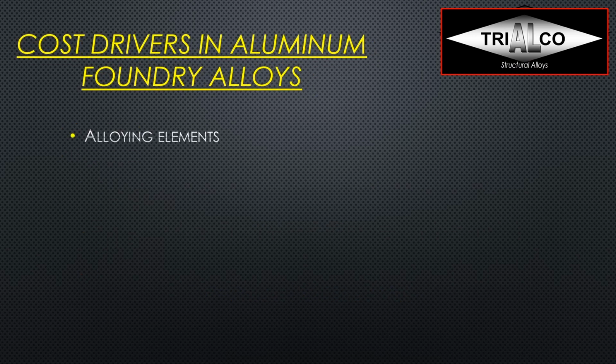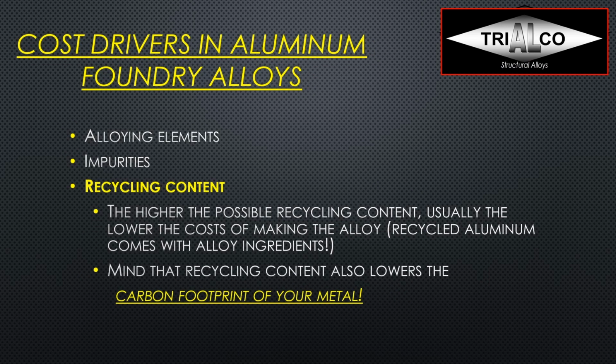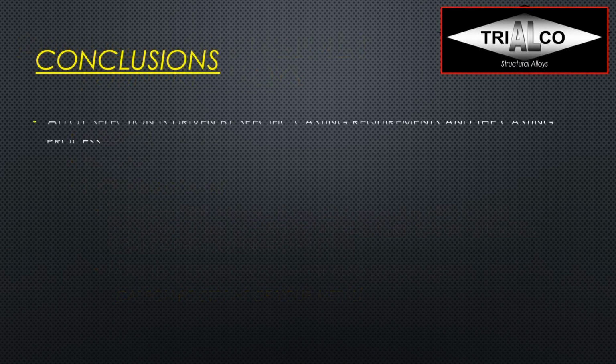Then it's recycling content. So the higher the possible recycling content is, usually the lower the cost of making the alloy, because mind that recycled aluminum itself is cheaper, but it also comes already with alloy ingredients. Primary aluminum does not come with any alloy ingredients. I have to add everything and pay for it. Mind that recycling content also lowers the carbon footprint of your metal, and that might please you and also your customer. With that, we come to the conclusions.